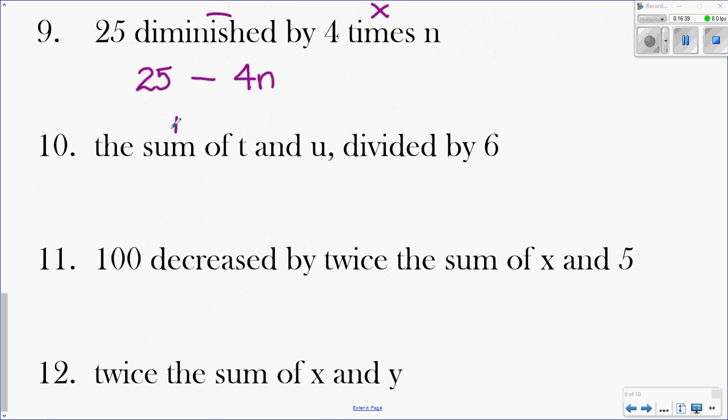So sum, we know it's plus. And they give us 2 terms that we're going to be adding, divided by 6. So we have t plus u divided by 6.